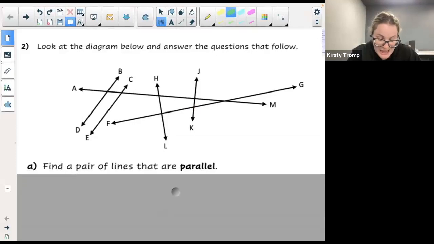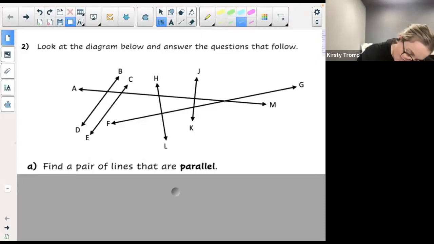Find a pair of lines that are parallel. Okay, guys, find a pair of lines that are parallel. Jabulile, talk to me. A pair of lines that are parallel, what are they? Ma'am, it's DE and BC. Okay, let's go have a look. So you're telling me a pair of parallel lines would be BD and EC. Yes. Good, nice.